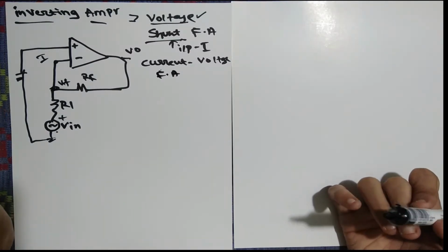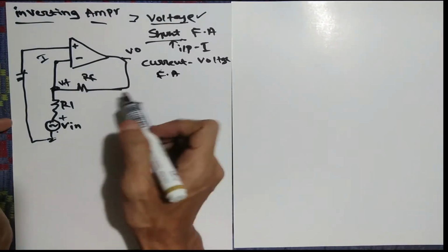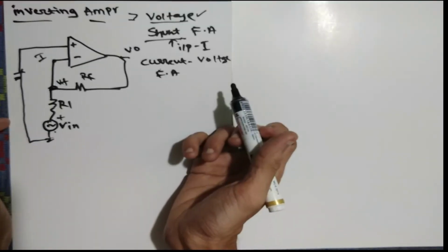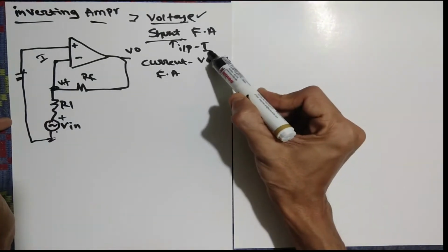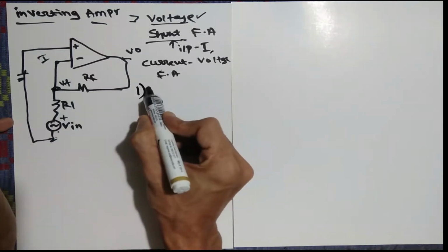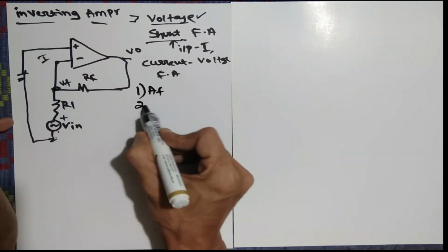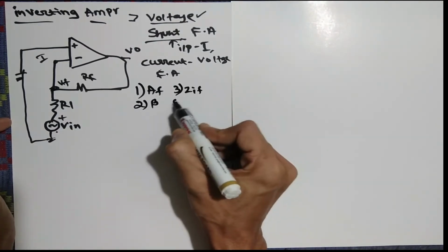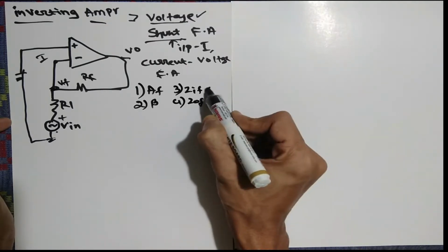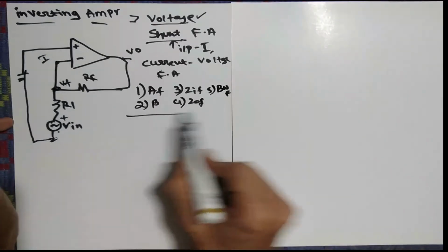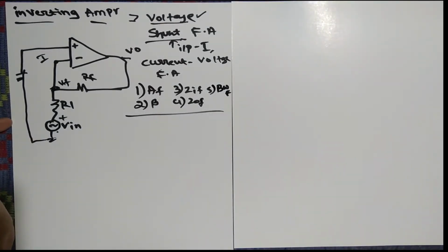In this, whatever we did previously, the same thing we are going to do. The only difference is that the input is in the form of current, not voltage. So here, first we have to find AF, second beta, third ZIF, and fourth ZOF, and finally the bandwidth with feedback. These five things we have to find, the same as what you found in the non-inverting case. So go with that and try to find them one by one.